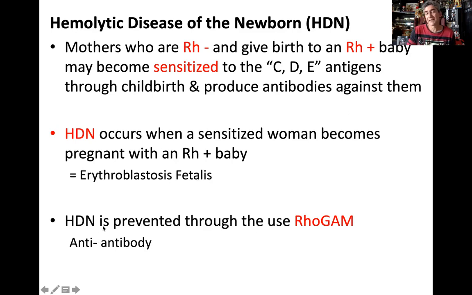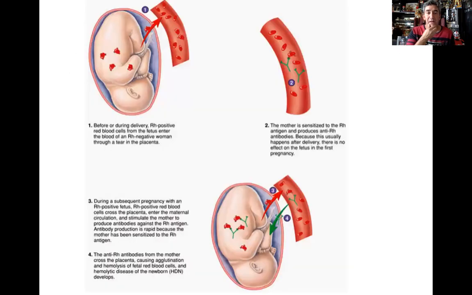So this can be prevented. HDN is prevented through use of ROGAM, which is basically an anti-antibody. And I'll show you a little video on how that works associated with this. But here we have the child. So during delivery, RH positive red blood cells from the fetus enter the blood of the RH negative woman. So mom becomes sensitized. Mom starts to produce antibodies. And then those antibodies start to attack baby's blood.